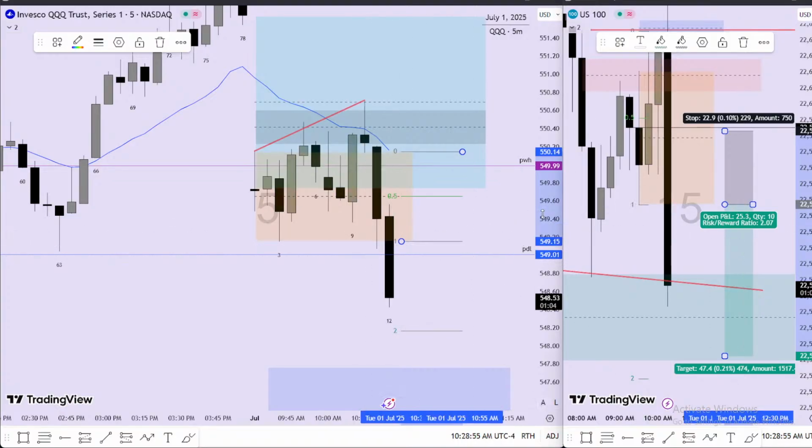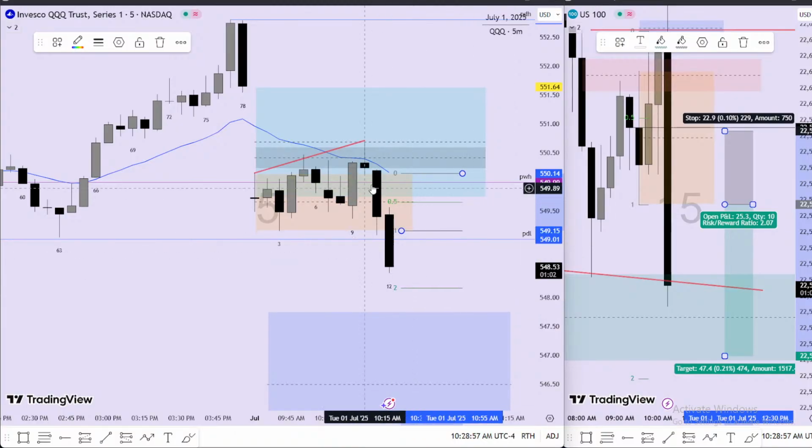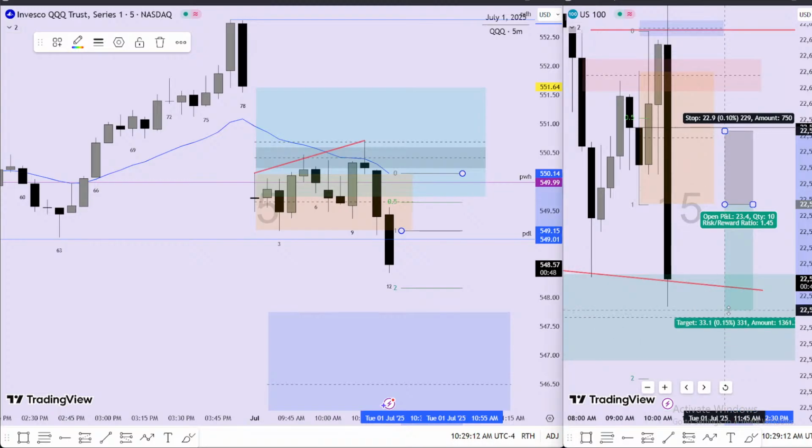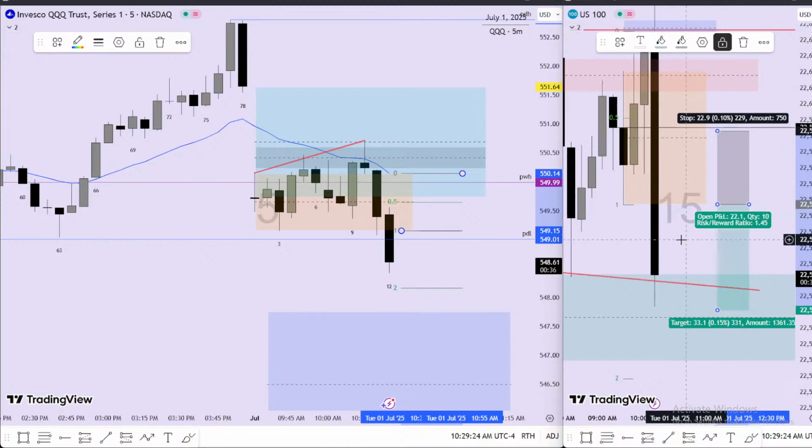That's a strong enough follow through. These two legs or the three bear bars are strong enough follow through for a second leg. Okay. I'll get out at the low of this bar, 1 to 1.45 is the reward ratio.